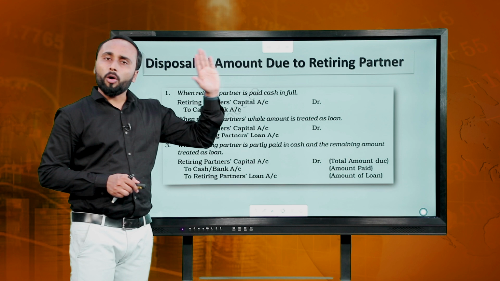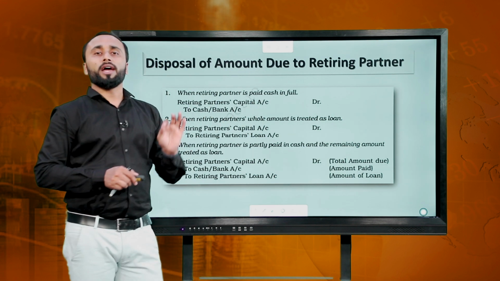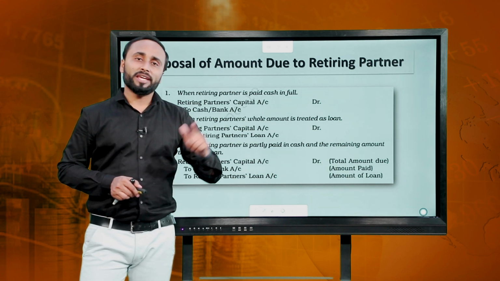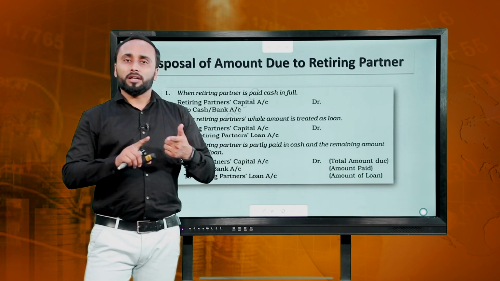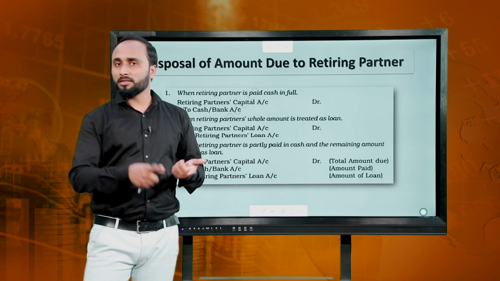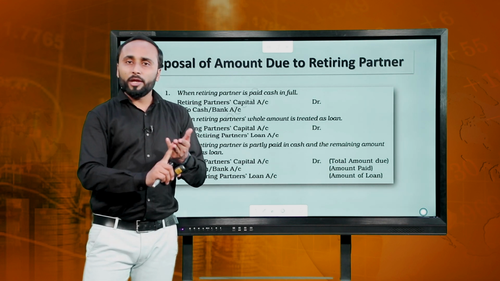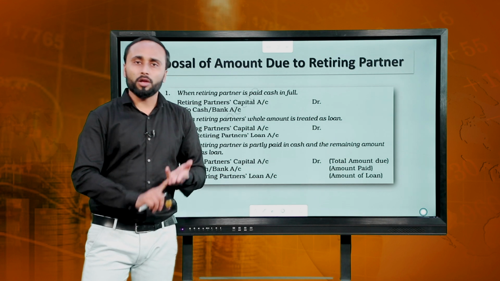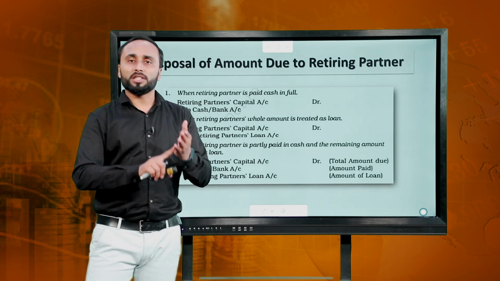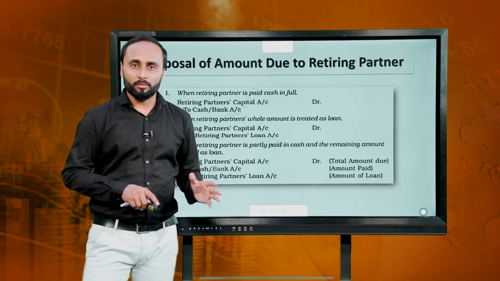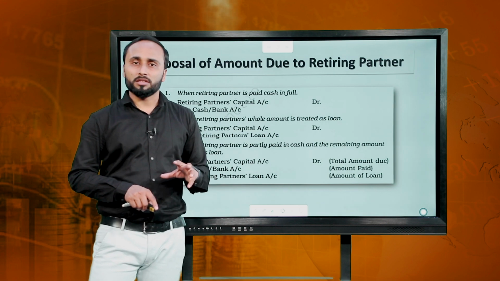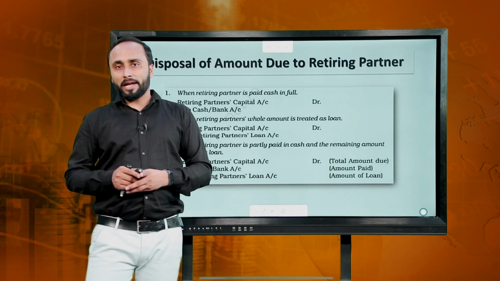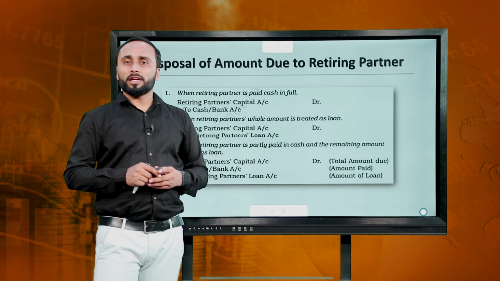Now, having done all of this, what have we done till now? We have calculated the gaining ratio. We have calculated the goodwill share which is to be given to the retiring partner. We have also seen that we have to give the old goodwill also to all the partners including the retiring partner. We have to revalue the assets and liabilities, and the gain or loss has to be also debited or credited to the retiring partner along with all the partners, and even the accumulated losses, profits or reserves have to be written off among all of them. So having made adjustments for all of this, now we calculate the total amount which is due to the retiring partner, and after that, we have to make the payment to the retiring partner.